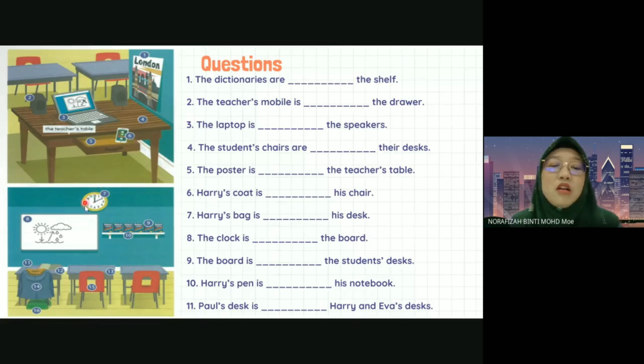Contohnya, clock ni tiba-tiba awak nak letak dekat atas board ni. So nanti awak buatlah ayat. The clock is on the board. Ha, contohnya. Ataupun awak tukar. Awak letak chair ni, letak dekat bawah ni. So the chair is under the table. Yang ni under the desk kan? So awak boleh tukar anything. Ikut suka awak. Up to you.